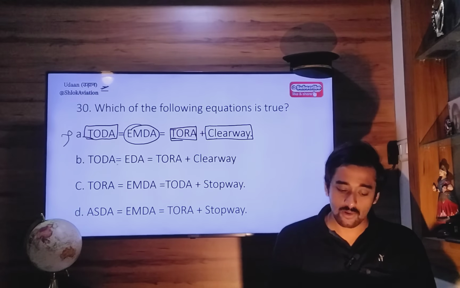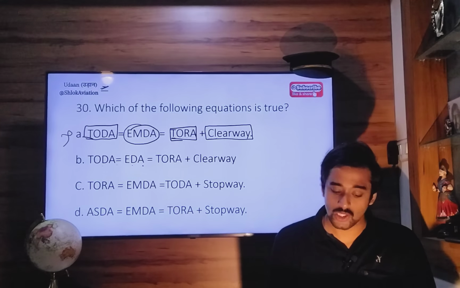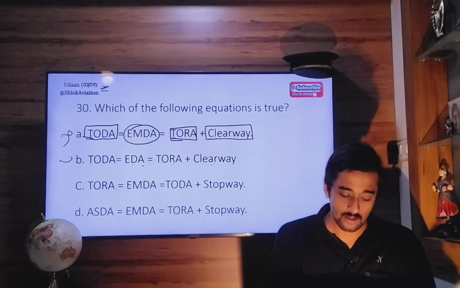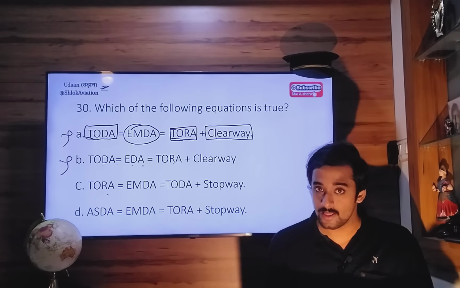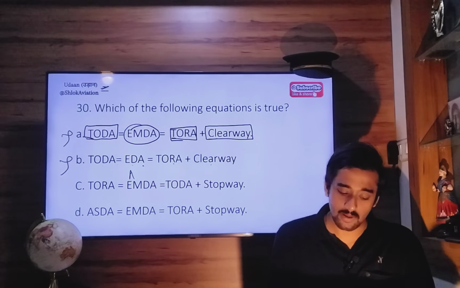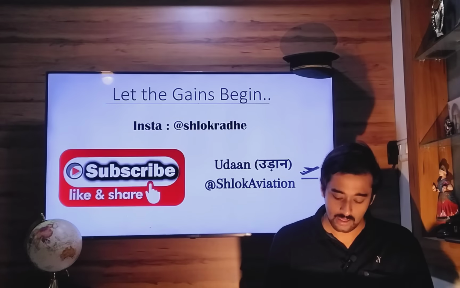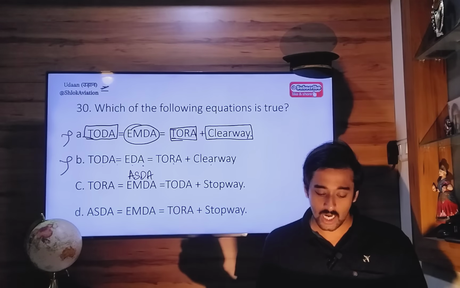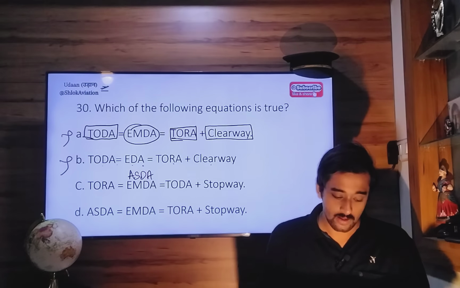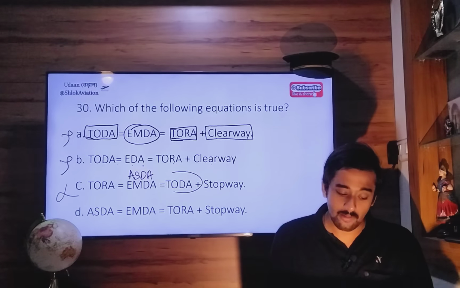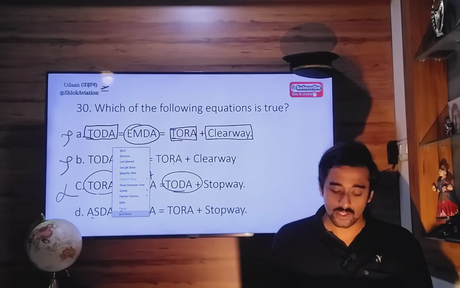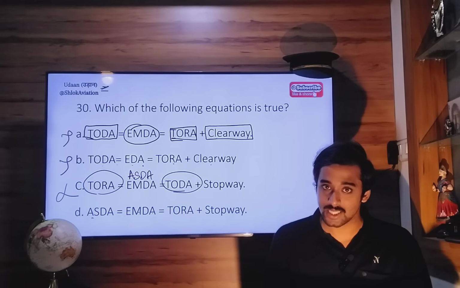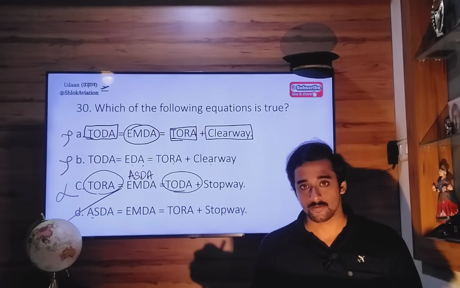Takeoff distance available equals emergency distance available equals takeoff run plus clearway, again wrong. Takeoff run available is equal to emergency distance available. Emergency distance available is nothing but accelerate stop distance available equals takeoff distance available plus stopway, wrong. Takeoff distance will be more than takeoff run. Accelerate stop distance, which also means emergency distance available, is equal to takeoff run plus stopway. Yes. So Delta is the right answer.